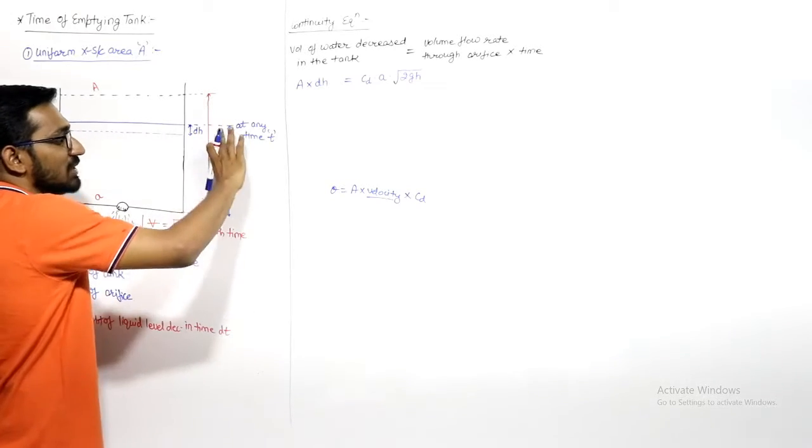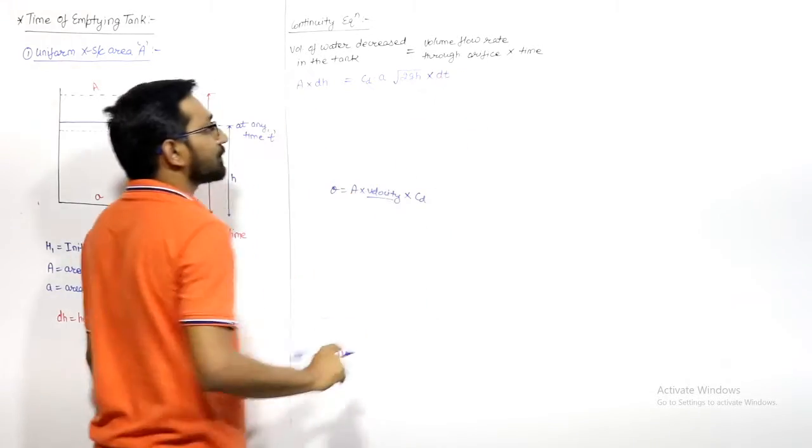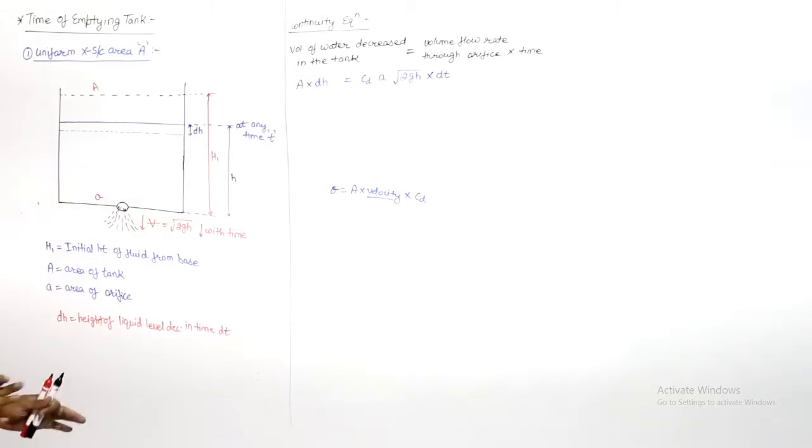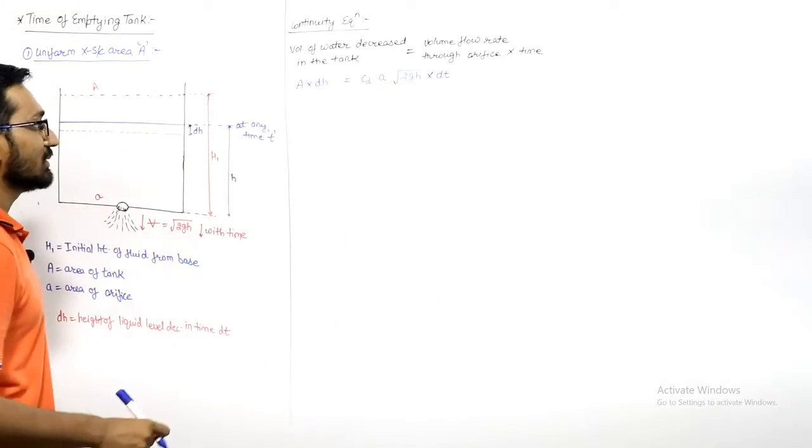We are neglecting the dh with respect to h, right? Into time, which is how much? dt, right? So this is a continuity equation. Now it is very simple to solve it, right? We reach this equation.